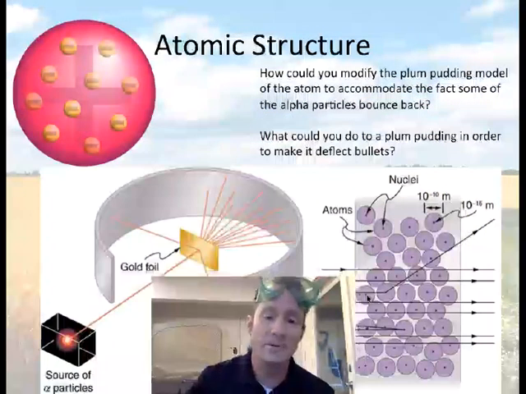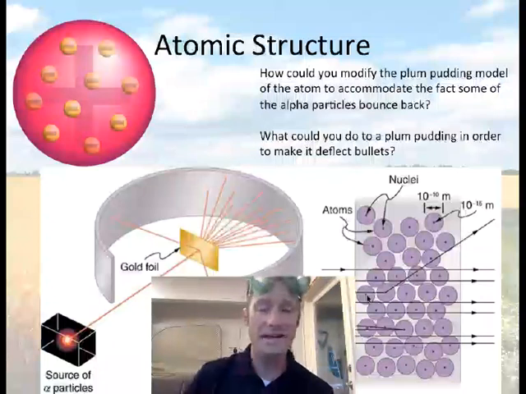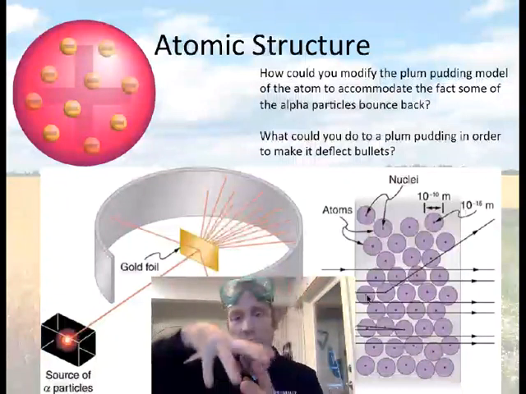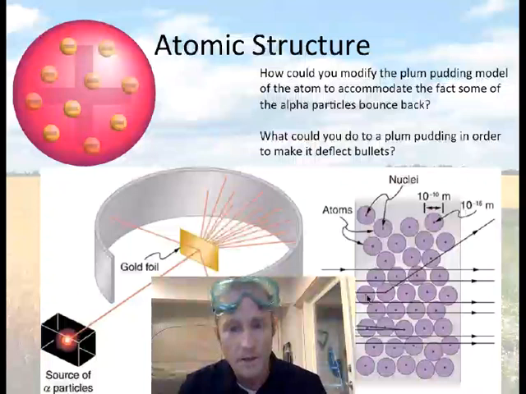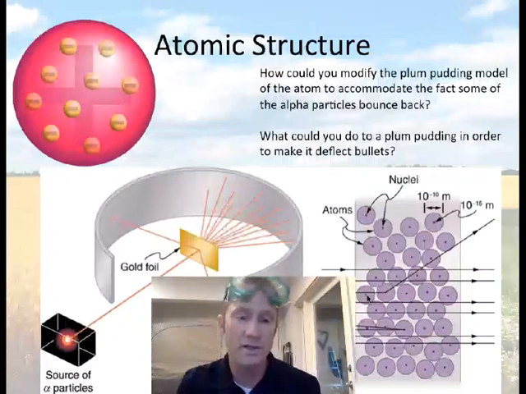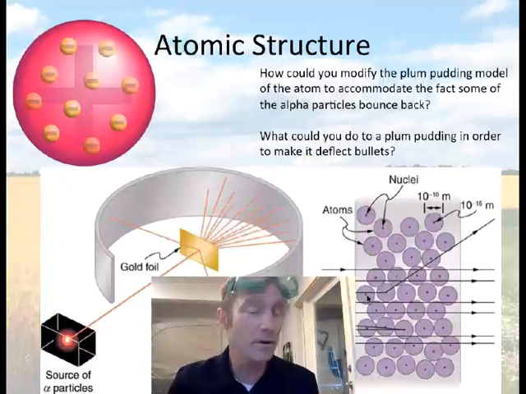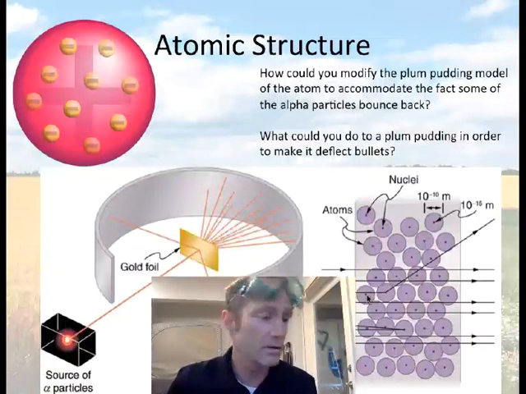And that's exactly what would happen with alpha particles if the mass of the atom was all spread out throughout its whole volume. But what Ernest Rutherford discovered when he shot at that gold foil was that some of the particles bounced back. Most of them still went through, but some of the particles bounced back.